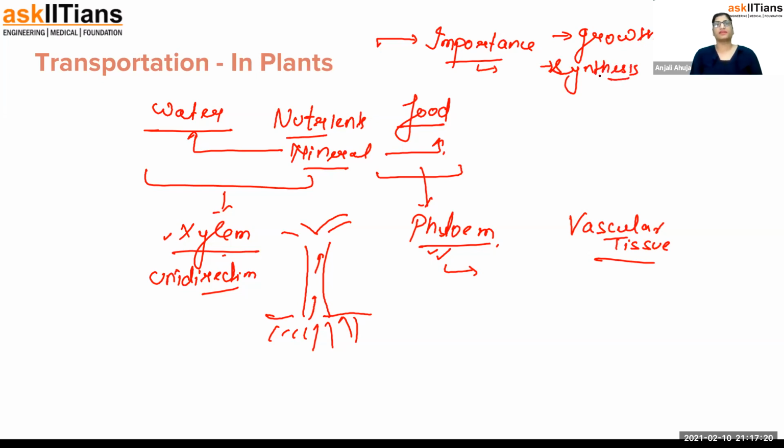Synthesis as in nucleic acids are formed, proteins are formed, chlorophyll molecules are formed. So whatever biomolecules, whatever chemical molecules, plants also have hormones. For the formation of them, this transportation is necessary because important ingredients will be coming through it.